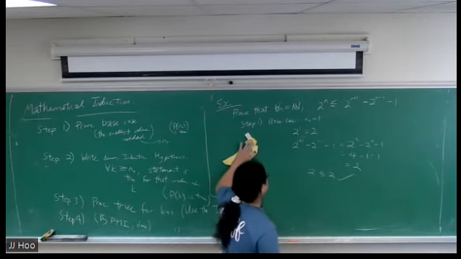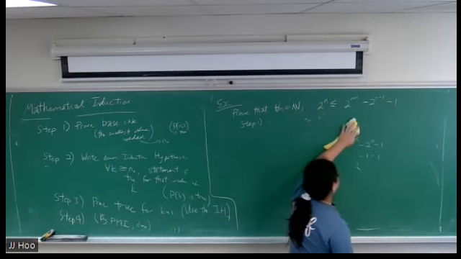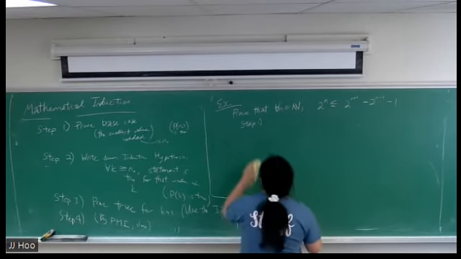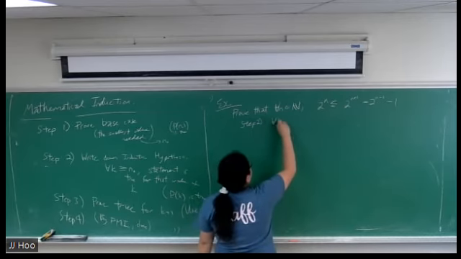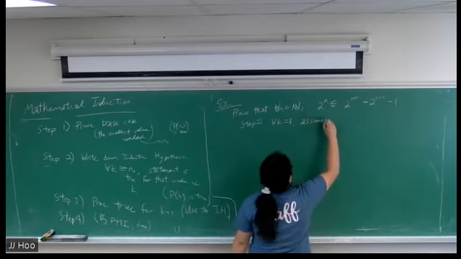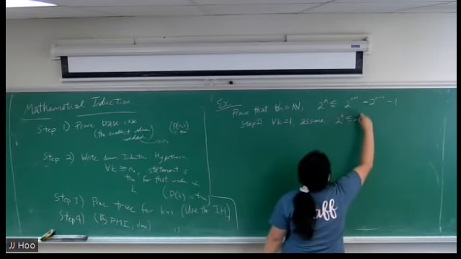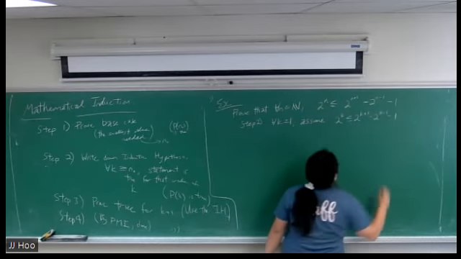Okay, so once again, for convenience, I'm just going to get rid of this. Base case isn't important. It's just there to set our foot on the ladder. So now I'll say step 2. For all k greater than 1, let's assume that 2^k is less than or equal to 2^(k+1) minus 2^(k-1) minus 1.